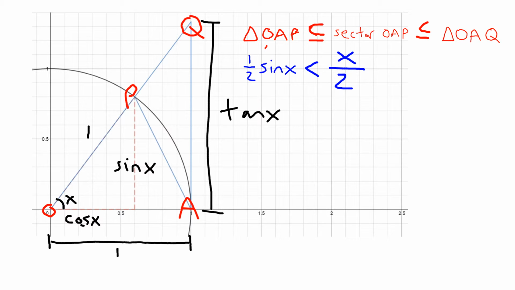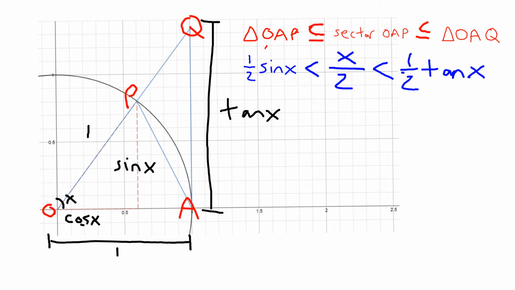Okay, and finally, what about the big triangle? Right, so the big triangle has base 1. The height is tangent x. So that means the area of this large triangle should be 1/2 tangent x. And since this is bigger than the circular sector, we can say that x over 2 is less than 1/2 tangent x.